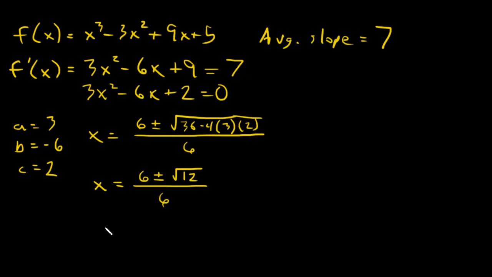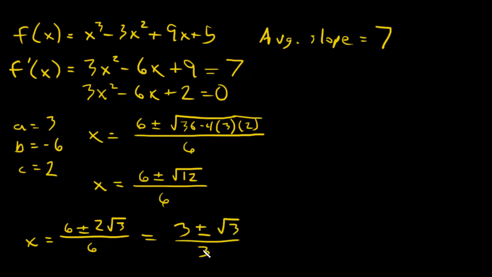I can simplify this a little bit: x is equal to 6 plus or minus 2 root 3 over 6. So I can divide each term by 2, which is going to give me 3 plus or minus root 3 over 3. It's slightly simpler than this form, but it's not a whole lot of difference. The only thing I gain from this really is that I know that the square root of 3 is 1.7 something. So this is approximately 1.7.